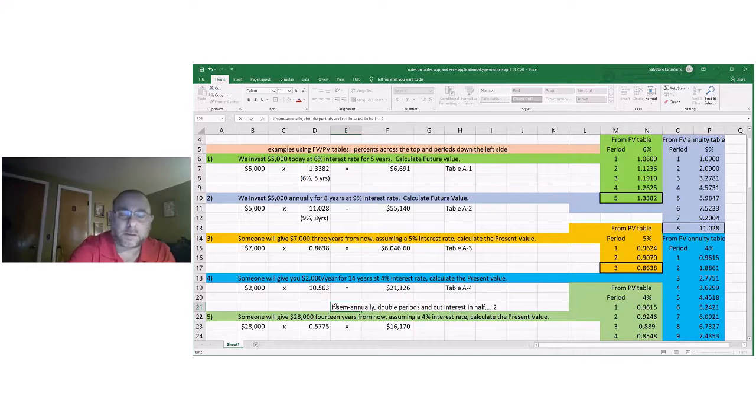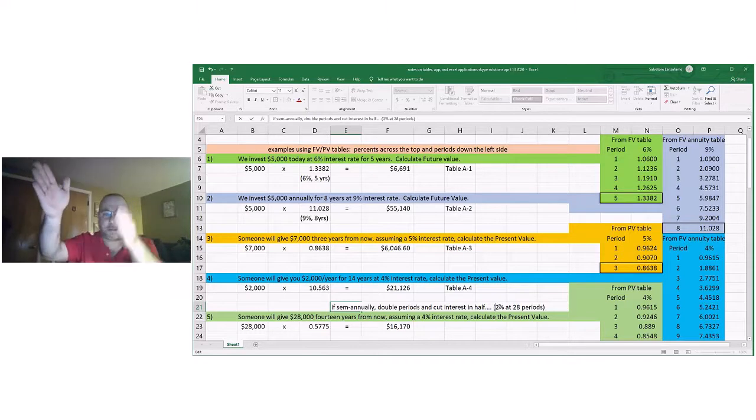So 2% at 28 periods. That's what you'd have to look up in the table. You wouldn't look up 4% down 14. You'd go 2% down 28, because if you're getting interest semi-annually, that's twice a year. So every year you're getting double the interest. So you're getting paid interest 28 times, but it's every 6 months. So half of 4% is 2%. Okay? And then you can figure out what it is quarterly.